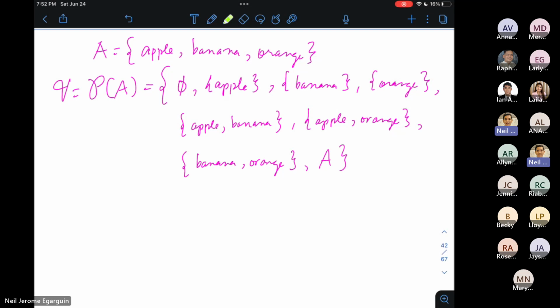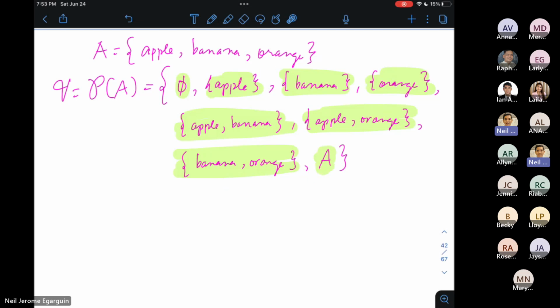Yung 8 nating vectors ay empty set, set containing apple, set containing banana, set containing orange, set containing apple and banana, set containing apple and orange, set containing banana and orange, and then the set containing apple, banana, and orange. Tama ba yan? 8, 1, 2, 3, 4, 5, 6, 7, 8.